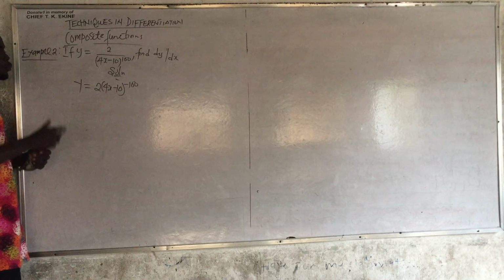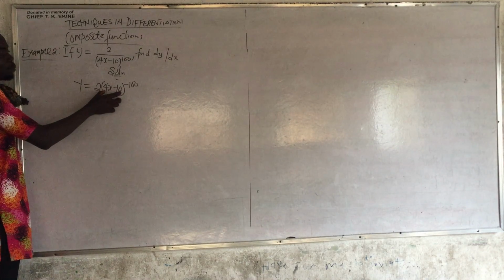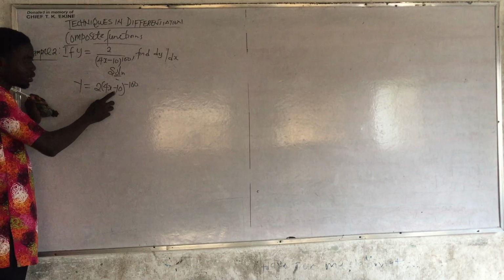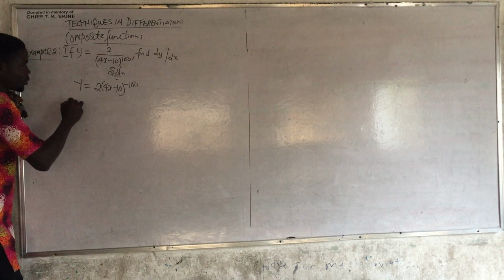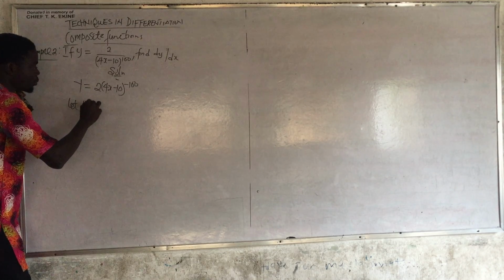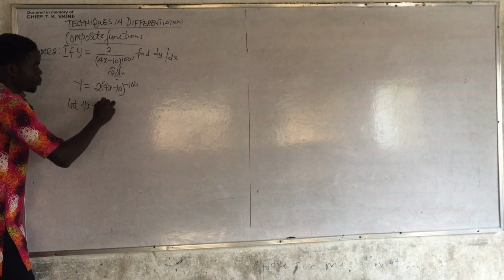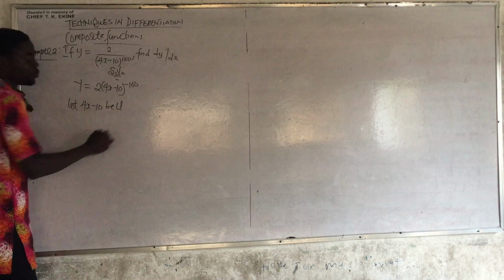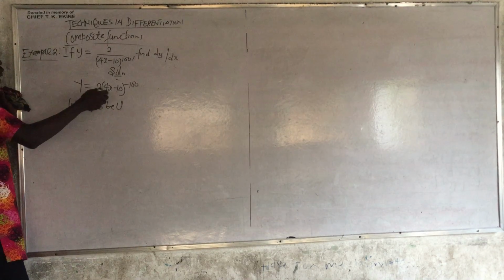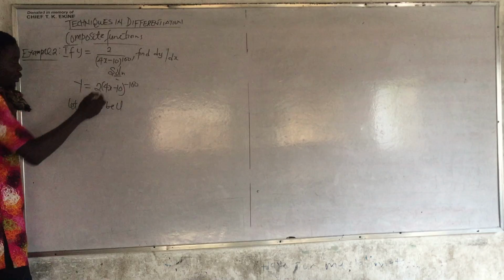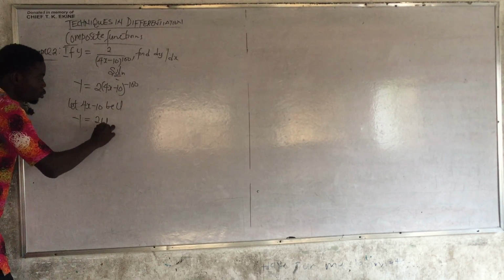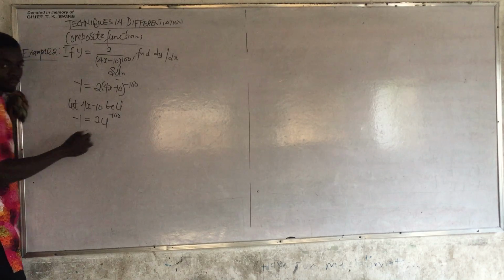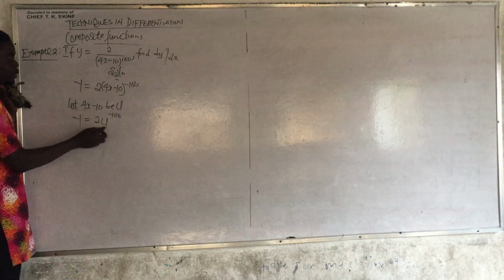So if that is the case, we assume everything in this bracket to be u. We take this as u. So we say let 4x minus 10 be u. Not 2. It's just everything in the bracket that we're taking as u. So we'll have our y now as 2u raised to the power minus 100, because everything else is now your u.